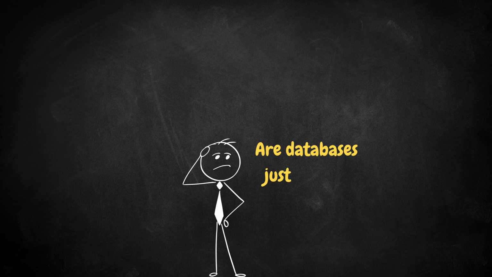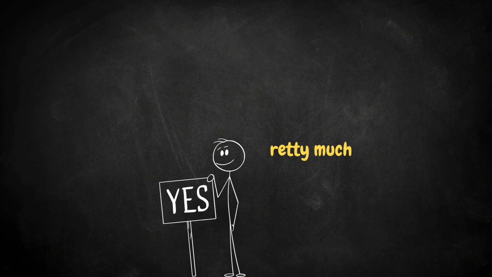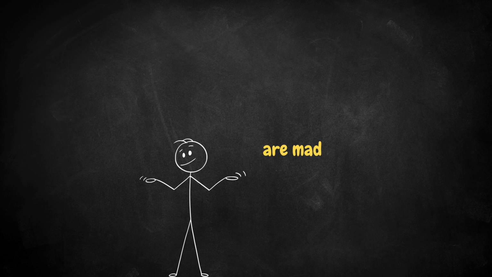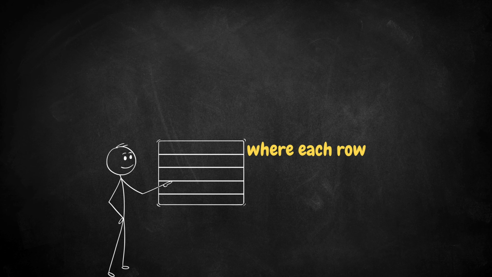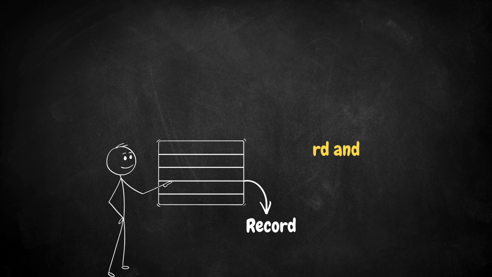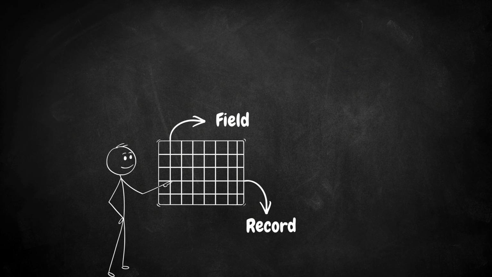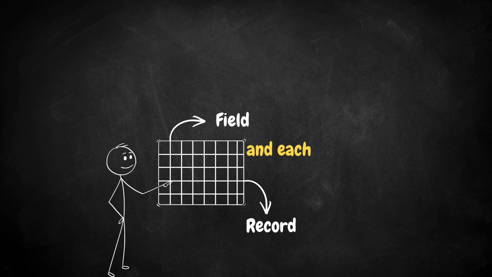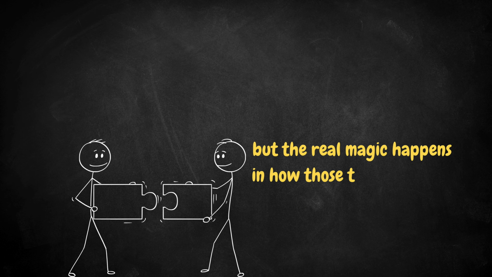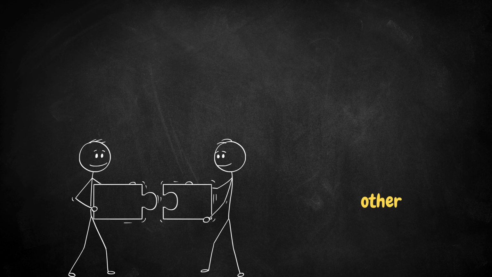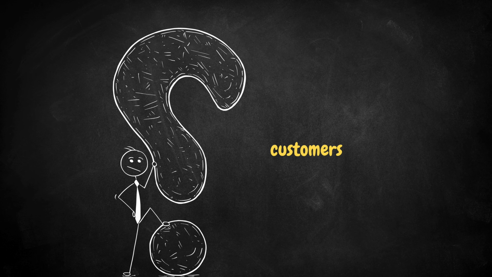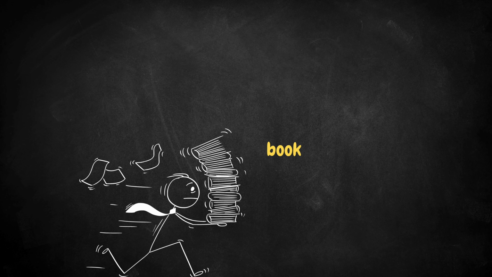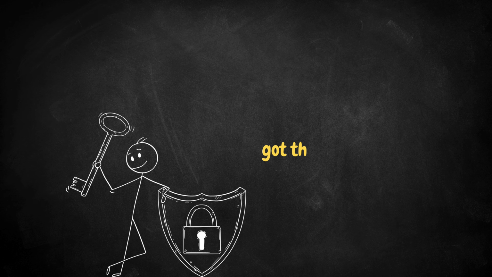So are databases just tables? Pretty much. Most databases are made of tables, where each row is a record and each column is a field. But the real magic happens in how those tables connect to each other. You mean like how customers connect to orders or books to authors? Boom! You got this, Max.